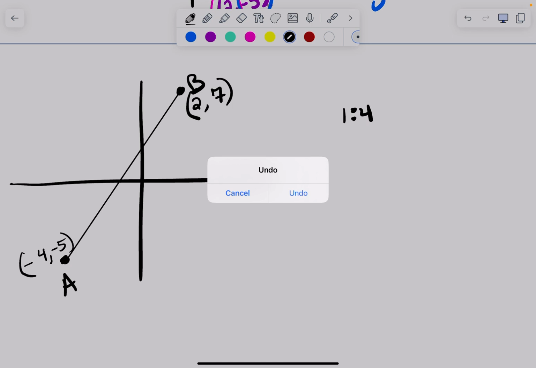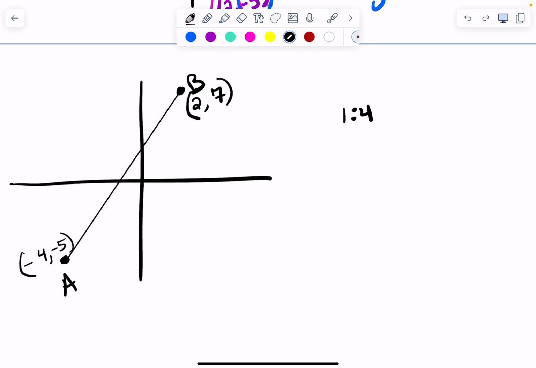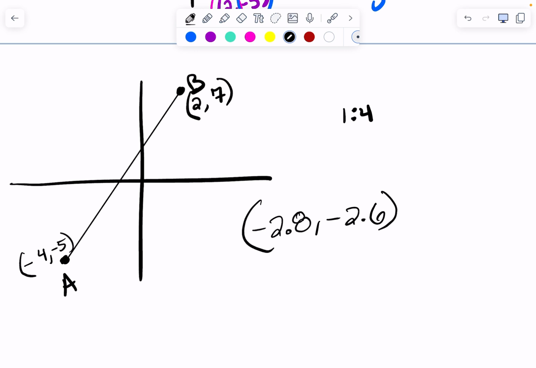You want to go through it together? No. Did you get the answer? Is this it? No, that's not the right answer for the second one. It should be negative 2.8, comma. Is it negative 2.6? Negative 2.6. I see what... There you go. I forgot to... Yep, you just subtracted wrong. Okay, all right, good?